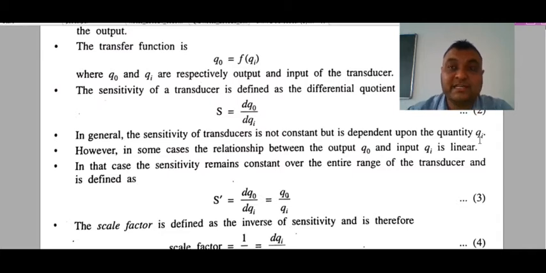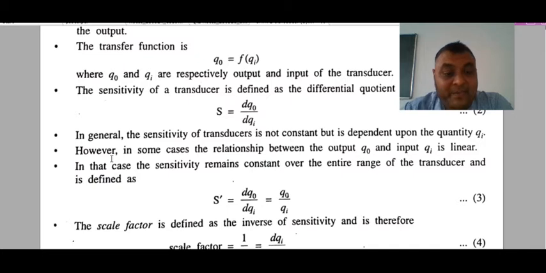Okay, so that's why we can say that the sensitivity of a transducer is not constant, and sometimes the atmospheric effect will also be there, which also affects the transducer. So that says that it is not constant but it is dependent upon the quantity Qi. Okay, Qi is nothing but the input, जो हम input दे रहे हैं उस पे भी वो depend करता है. Okay, now over here, however, in some cases the relationship between the output Q0 and input Qi is linear.